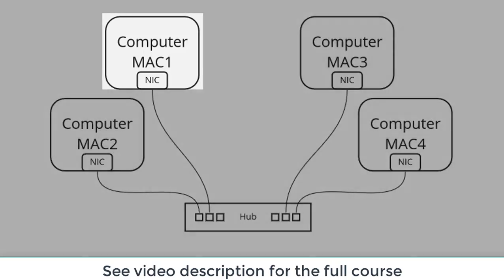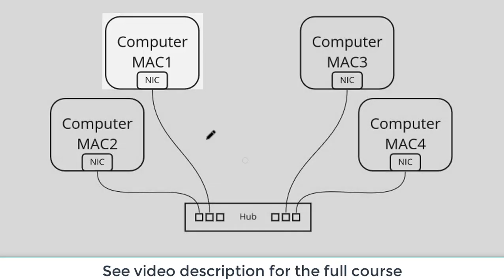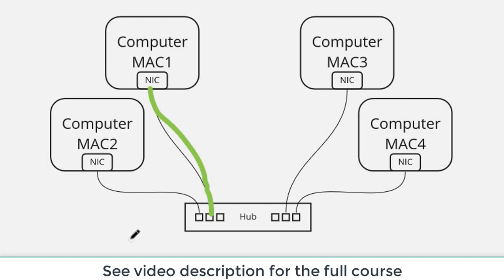So in this case, let's assume that the computer with MAC address 1 wants to send some sort of data to the computer with MAC address 2. That's going to be a unicast. And so the computer with MAC address 1 will send this frame out onto the network. And when it arrives at the hub, well, the hub really isn't that intelligent. A hub is actually kind of dumb.